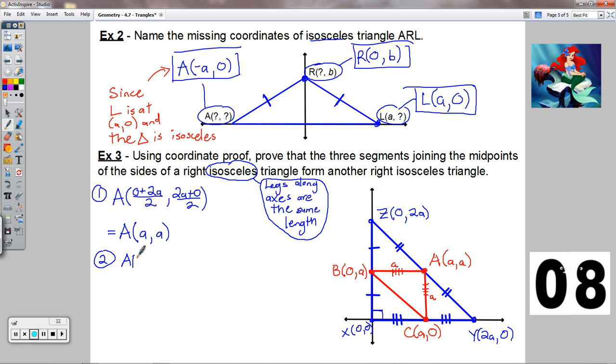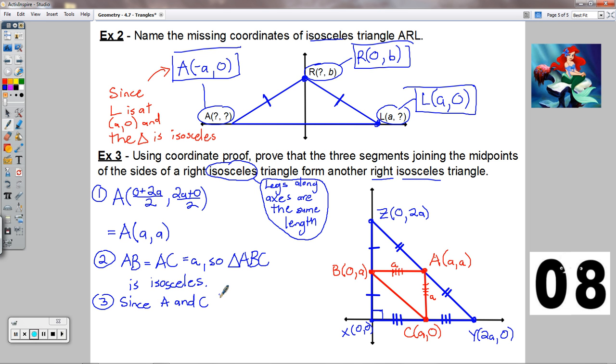We can say that AB is equal to AC, and both of those things are equal to little a, and that shows that triangle ABC is isosceles. So we're trying to prove that it not only forms another isosceles triangle, but that it's also a right isosceles triangle. So that's one of two parts there. So the third part, I'm just going to explain this in a kind of a paragraph or a sentence type proof way instead of a two column proof way.